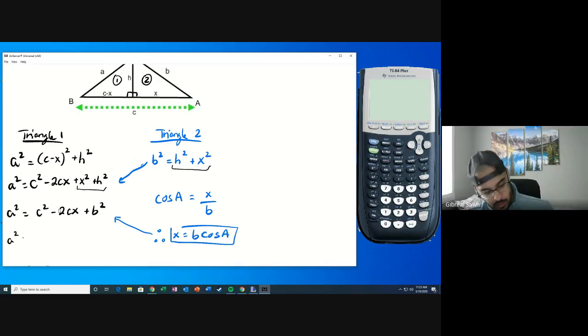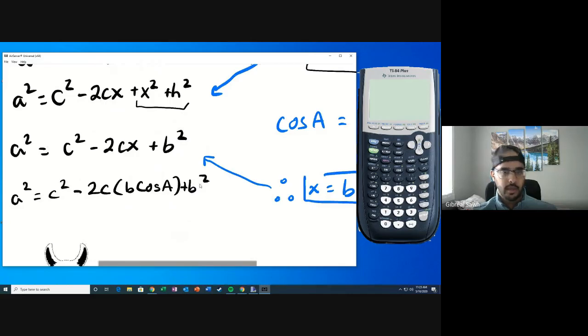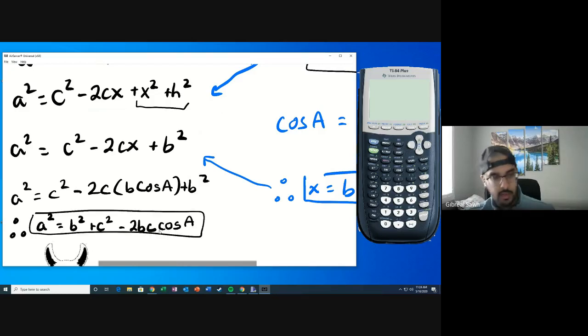That means that a squared equals c squared minus 2c times our expression for x, so b cosine A, plus b squared. And so now we've got another expression. Now we're going to rearrange the terms to make it look a bit nicer. So therefore a squared is going to be equal to b squared plus c squared minus 2bc cosine A. Originally I had 2 times c times b, so I'm just reversing the b and the c to keep them alphabetically in the same order. And this is an expression that relates the 3 sides of that triangle, a, b, c, and an angle.